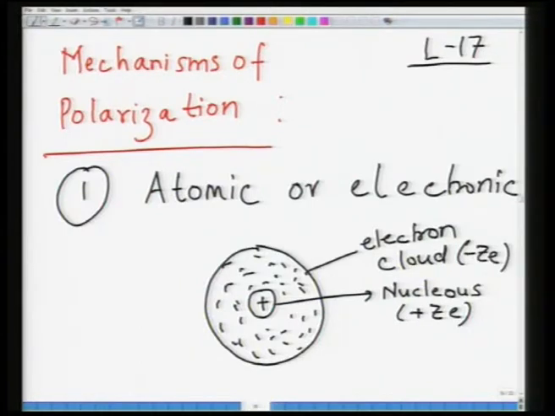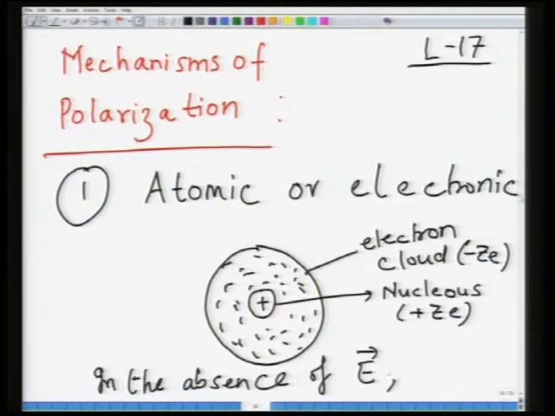Now, in the absence of electric field the center of this cloud coincides with the center of this nucleus. So, since the centers coincide, in the absence of field, mu is equal to 0, because there is no separation between the centers of charges.